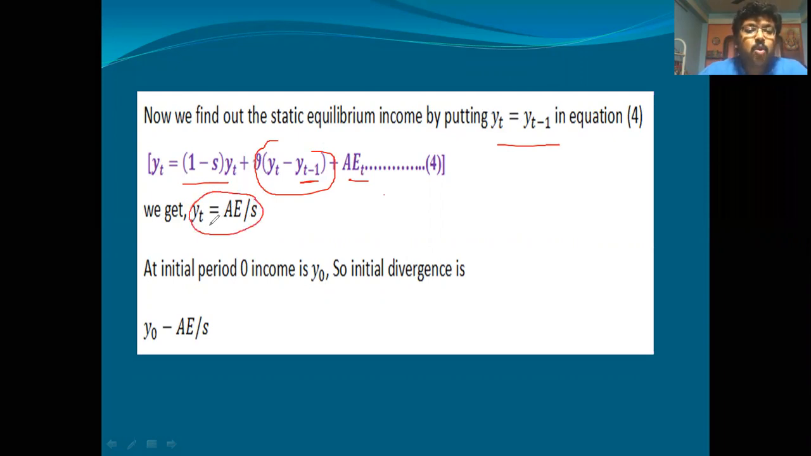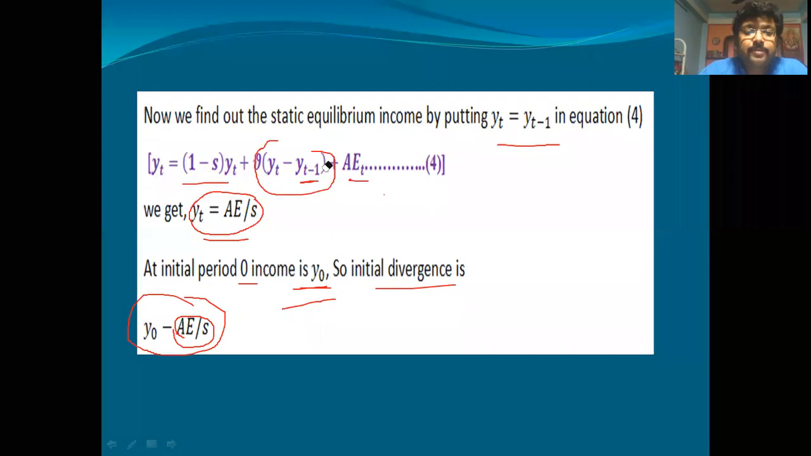After simple rearranging, we get this: yt equal to AE by s, where AE is the autonomous expenditure and s is the marginal propensity to save. Now, at initial period zero, income is Y0, that is the initial income. So this is the static equilibrium, or this is the initial equilibrium. This is the divergence. Divergence is the difference between the initial equilibrium and the static equilibrium.